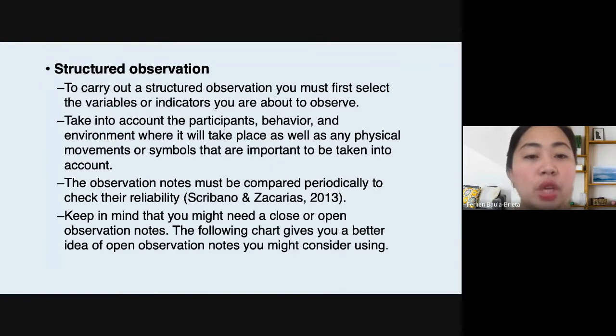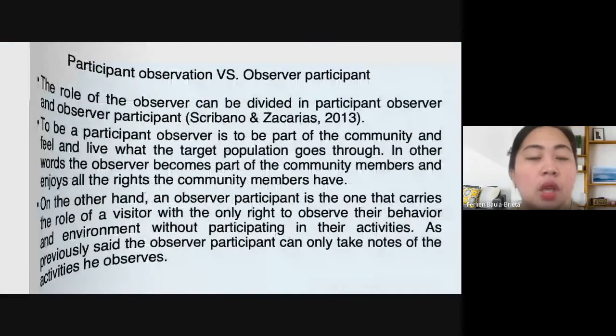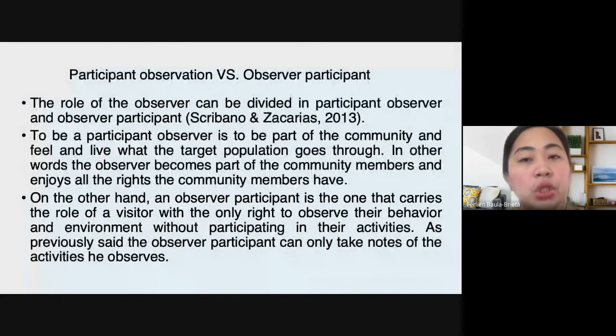So the observation notes must be compared periodically. When you observe, you take down notes and you compare if it is really constantly performed, and you have to be mindful of the things that are new to your observation to check the reliability of the practice. And keep in mind that you might need closed or open observation notes, and a chart must be present also. So there is a participant observer and an observer participant.